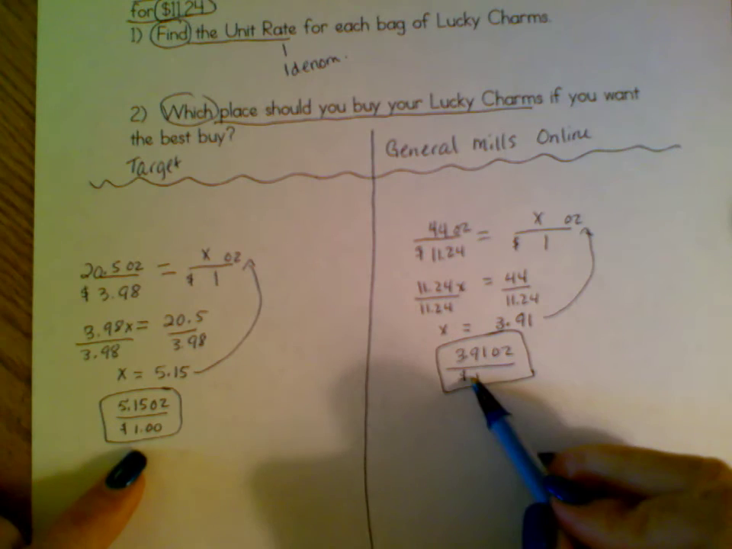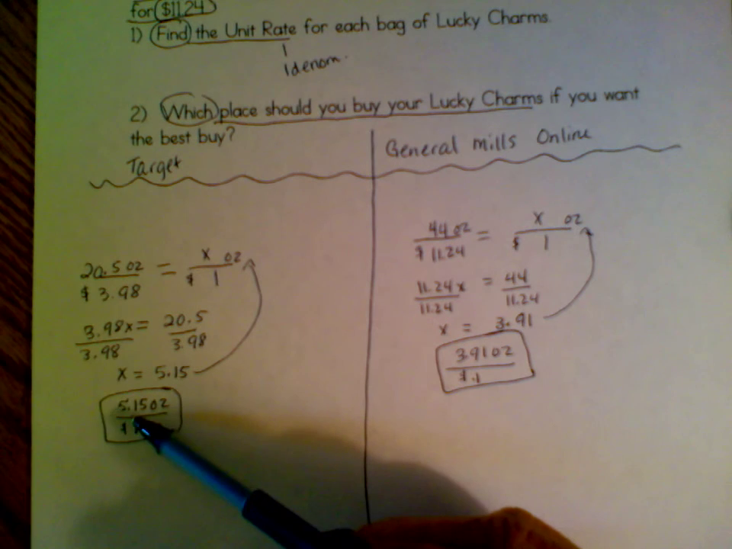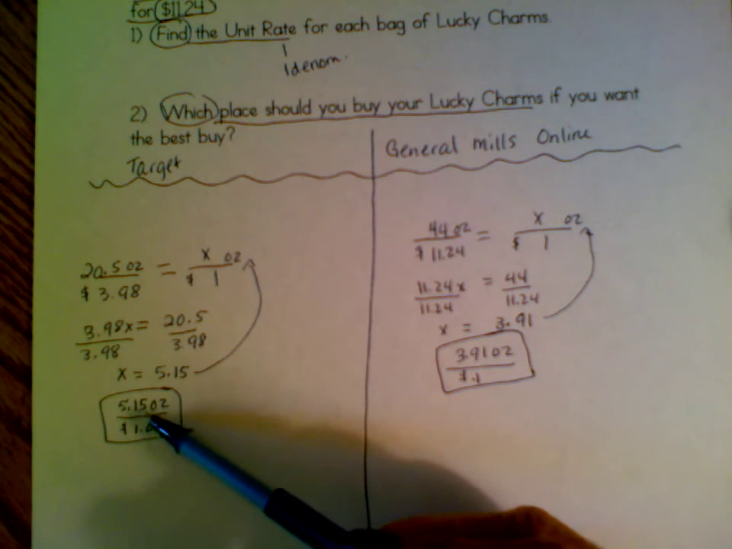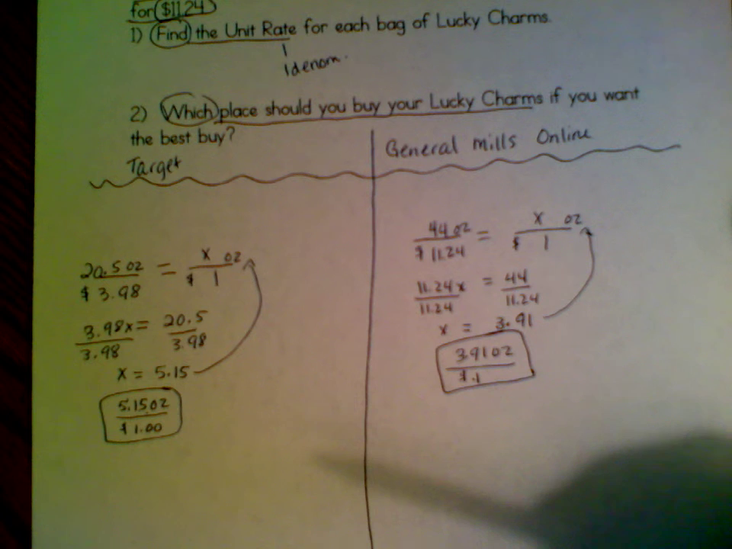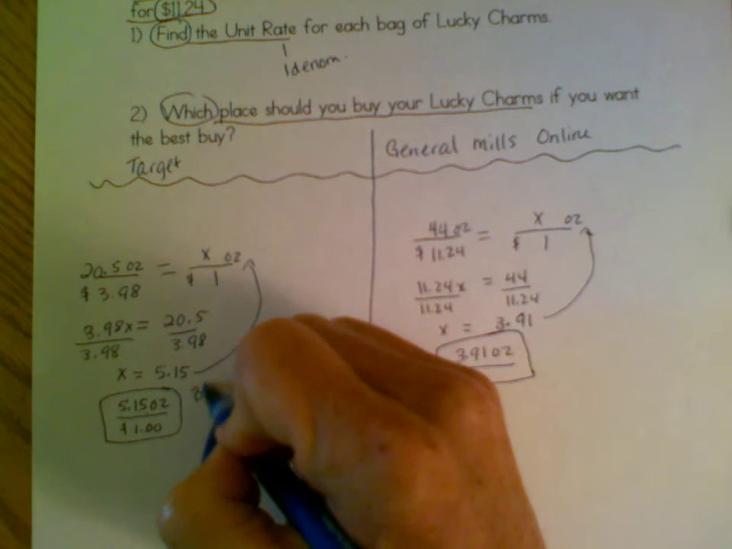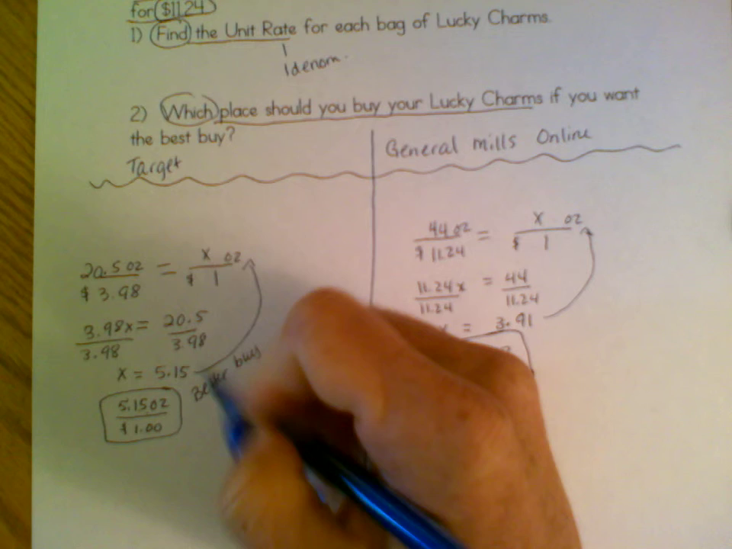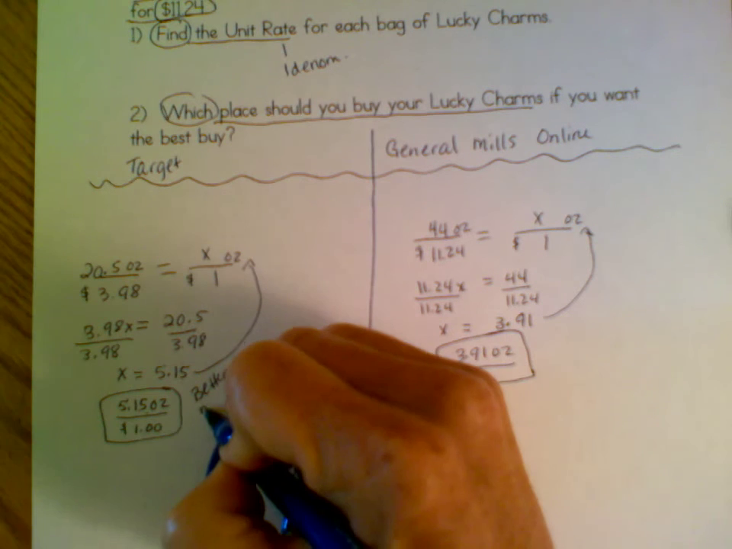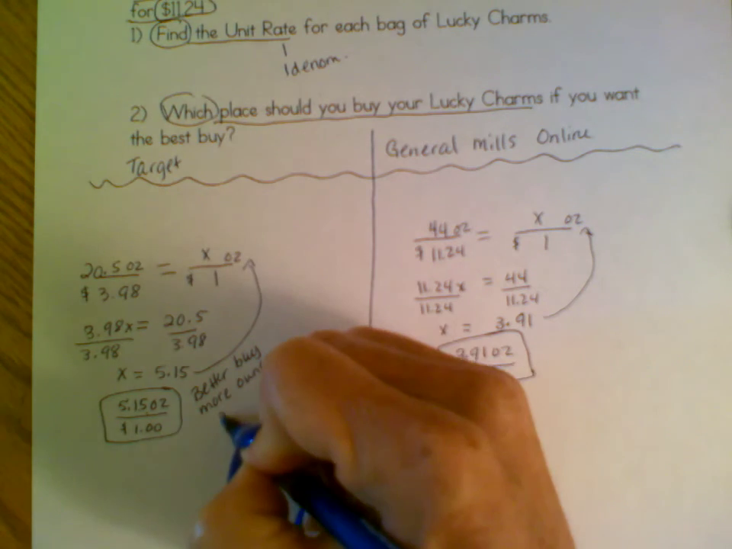Now looking at this, I'm going to try to decide which is my better buy. Would I rather get 5.15 ounces per dollar, or would I rather get 3.91 ounces per dollar? As a person purchasing, I want more ounces per dollar. So this would be my better buy, and I would say that I get more ounces per dollar.